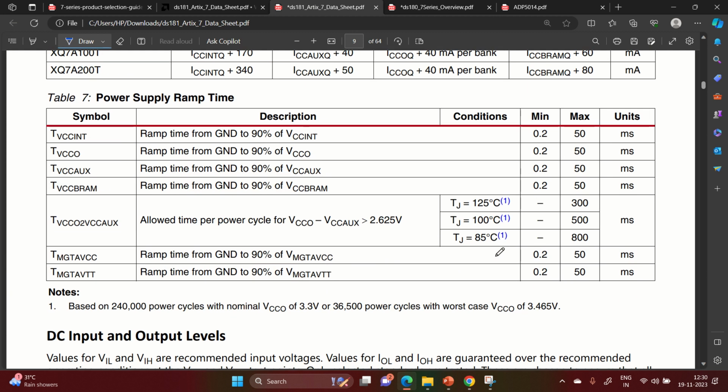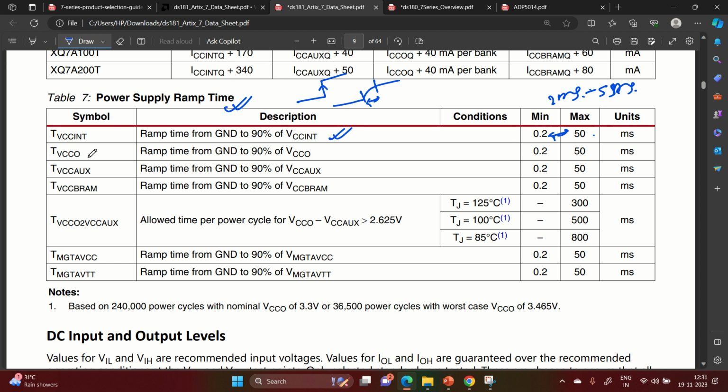Next, the very important thing that we have to take care of after power on sequence is the ramp up time. Any power that you are going to switch on, it should be very immediate, or it should have some delay. This is called ramp up time. You can see the VCC INT minimum is 0.2 and maximum is 50 milliseconds. I will try to keep it around, let's say 2 to 5 milliseconds. That will be my recommendation. So for VCC INT, ramp up time will be 2 to 5 milliseconds in our design.